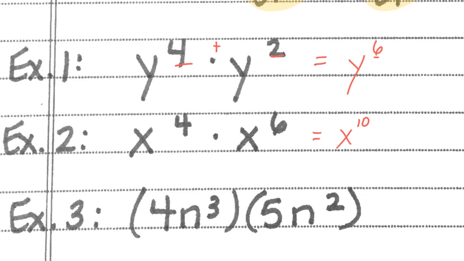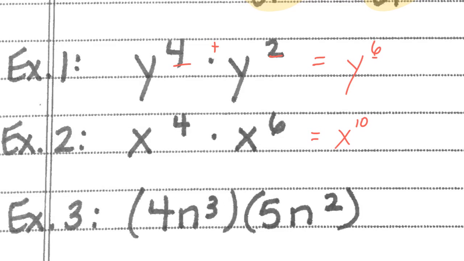Now, sometimes you don't like it when you have to multiply numbers. So notice we are actually multiplying the numbers. 4 times 5 is 20. And then with the n to the third and n to the second, I'm adding the exponents. 3 plus 2 is 5.